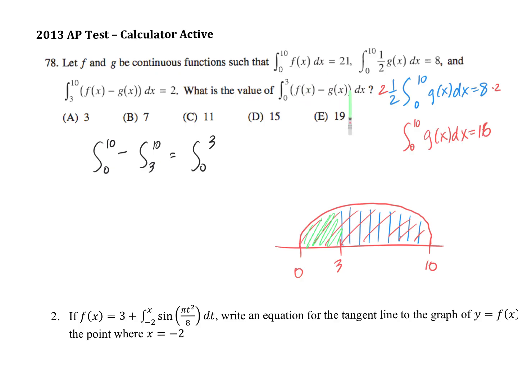And all of these are f minus g's. 0 to 10 of f minus g. How could I get 0 to 10 of f minus g? Cliff Dog's like, all right, we're going to start with 21 minus 16. That's my 0 to 10. Minus, what's my 3 to 10 of f minus g? Did they give us that? That's just 2. Final answer? Good job.